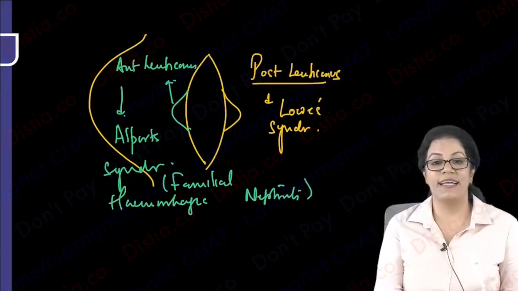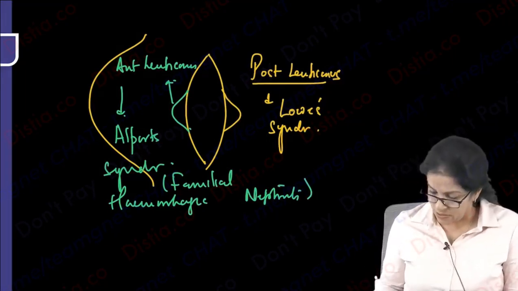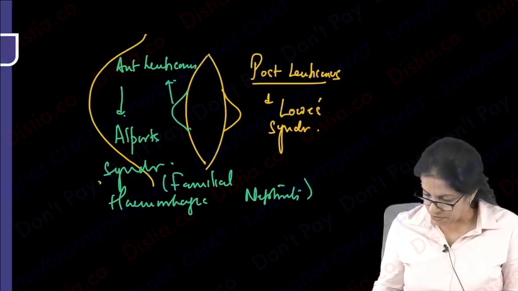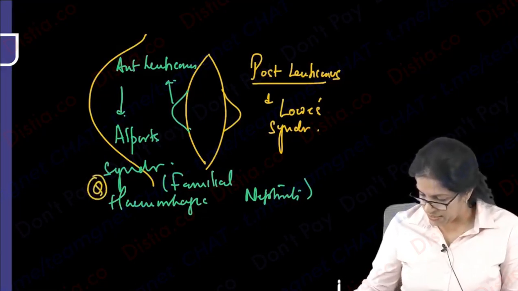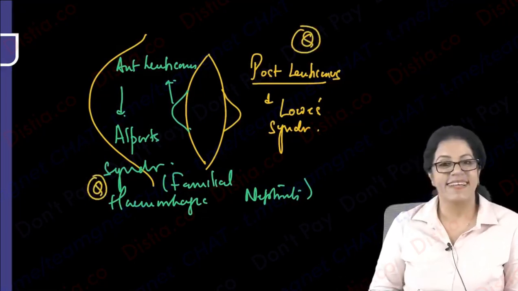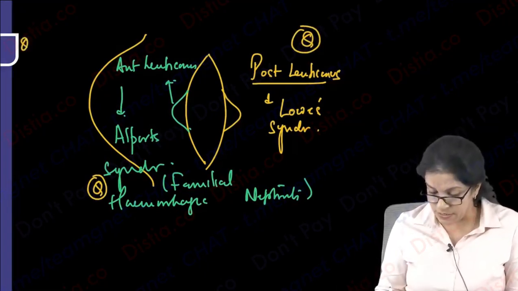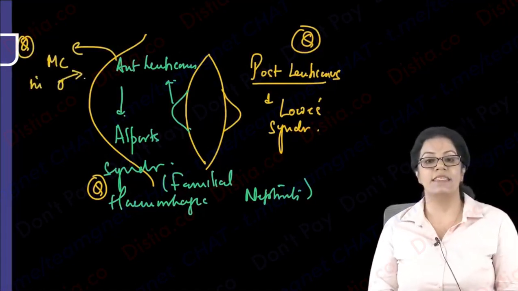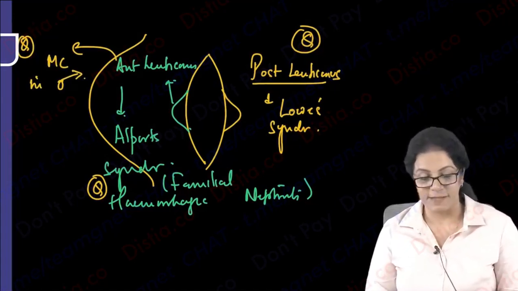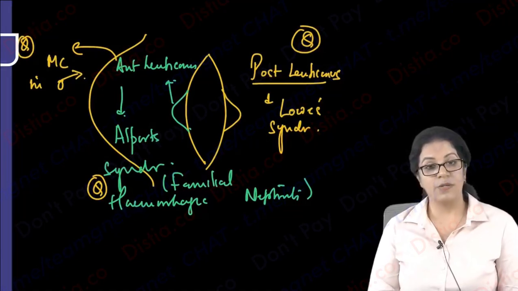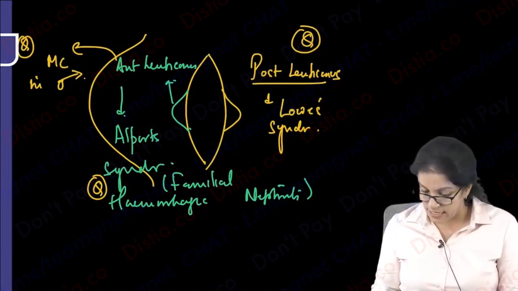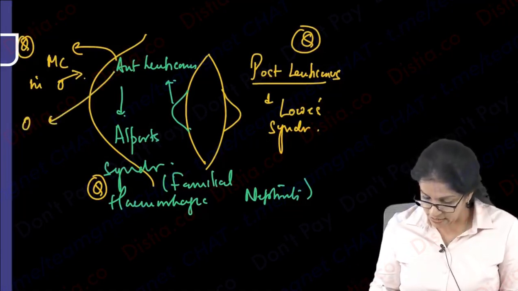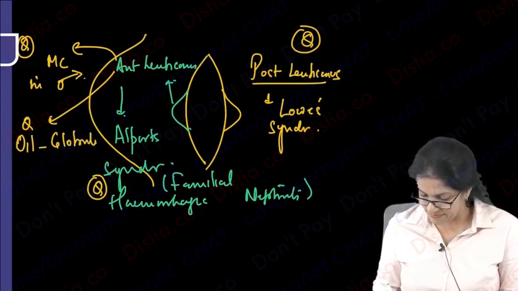There's another question. Anterior lenticonus. Okay, first let us put a Q here. This is also important Q. This is also important Q. Third Q is that anterior lenticonus is more common in males. Okay, this is also your exam question. Anterior lenticonus is more common in males. Another question. Anterior lenticonus, you can get oil globule reflex.